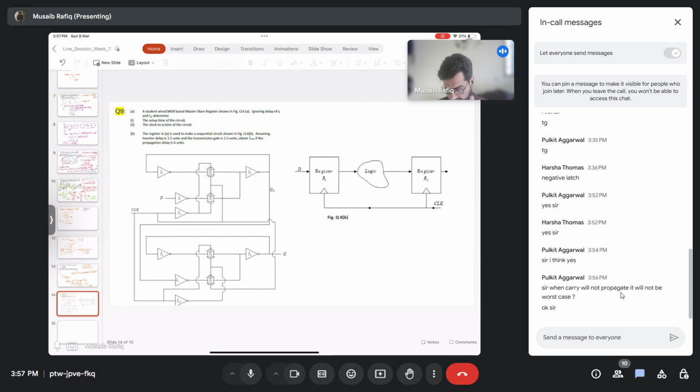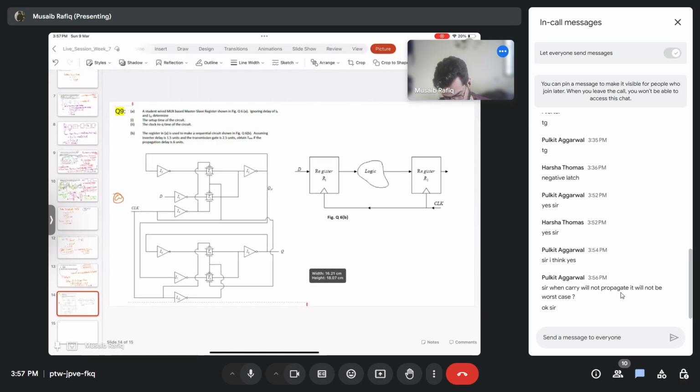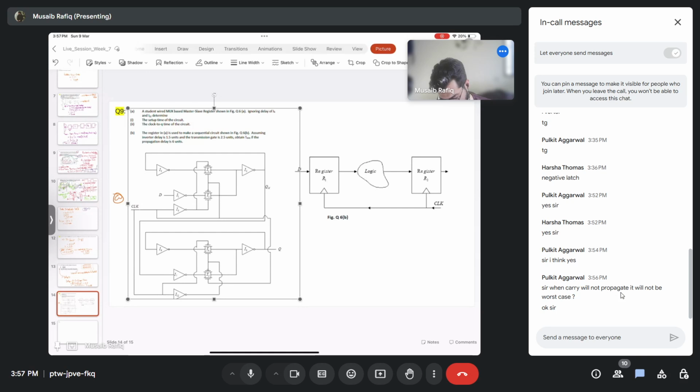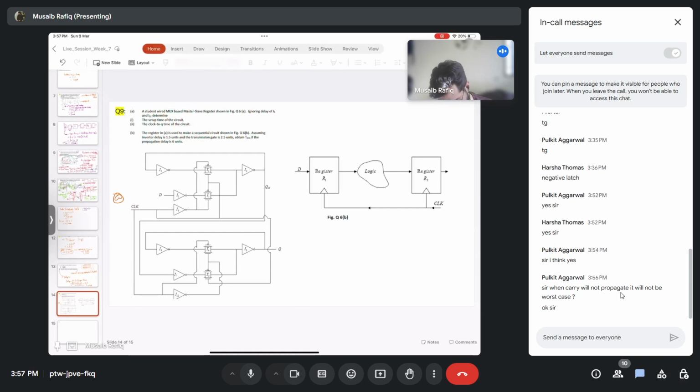So, question 9 says that a student wired a mux-based master-slave register as shown in this block. So this one is part A. Ignoring the clock delays, ignore them. This I12 and I6. I12 is this one and I6 is this one. Ignore them. We have also ignored them previously. So what will be the setup time of the circuit and the clock to Q time of the circuit? Do this part first. Come on, do it.